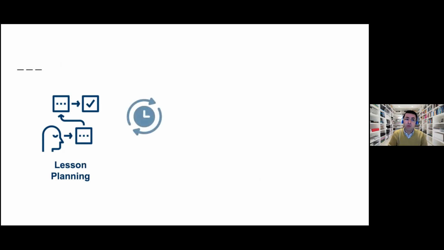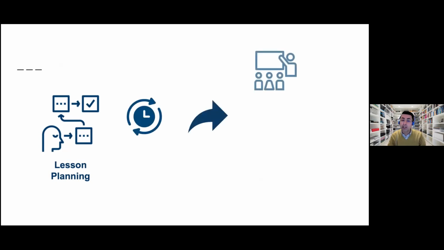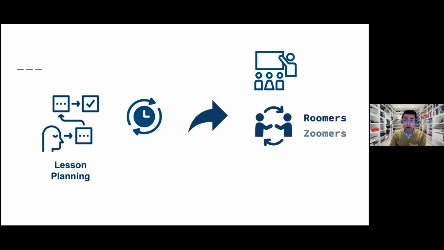And they all suggest that we should allow time for interaction between the teacher and the students. And you may be thinking, well, that's what we do all the time. But here, the point is that it is a good idea to plan the lesson and allocate specific time when we're going to be interacting with students, when they're going to be interacting with one another, when Roomers and Zoomers are going to interact. I think that this interaction between Roomers and Zoomers also depends to a great extent on the kind of technology that we have in the classroom.